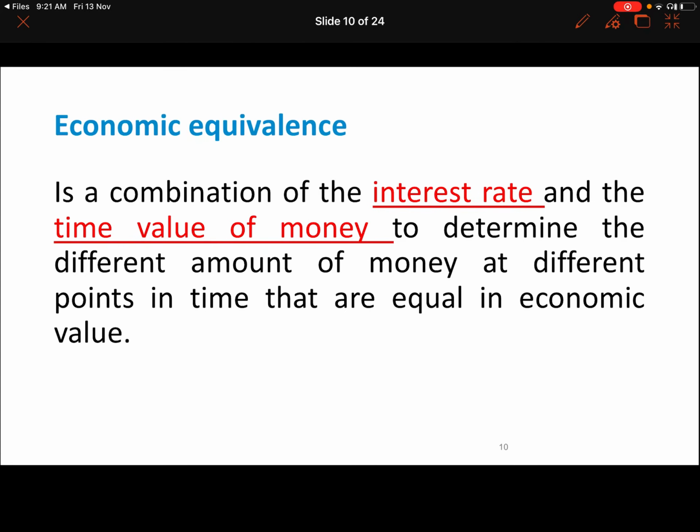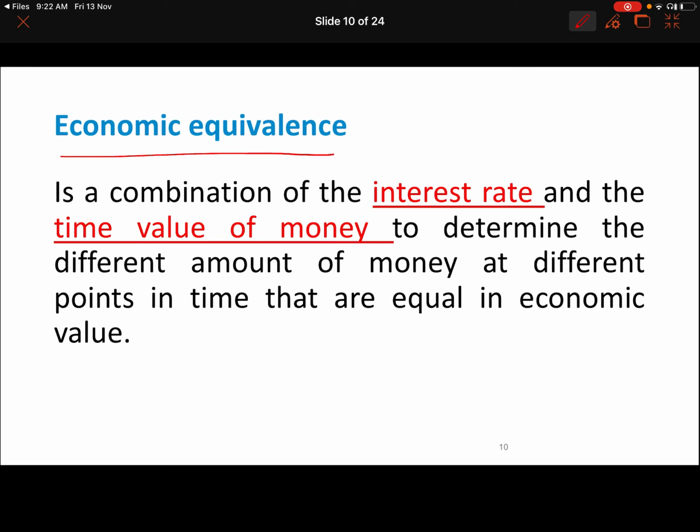Welcome again, guys. Economic equivalence. What is the meaning of economic equivalence? Let's read first and then we explain what we read. It's a combination of interest rate and the time value of money to determine the different amounts of money at different points in time that are equal in economic value.